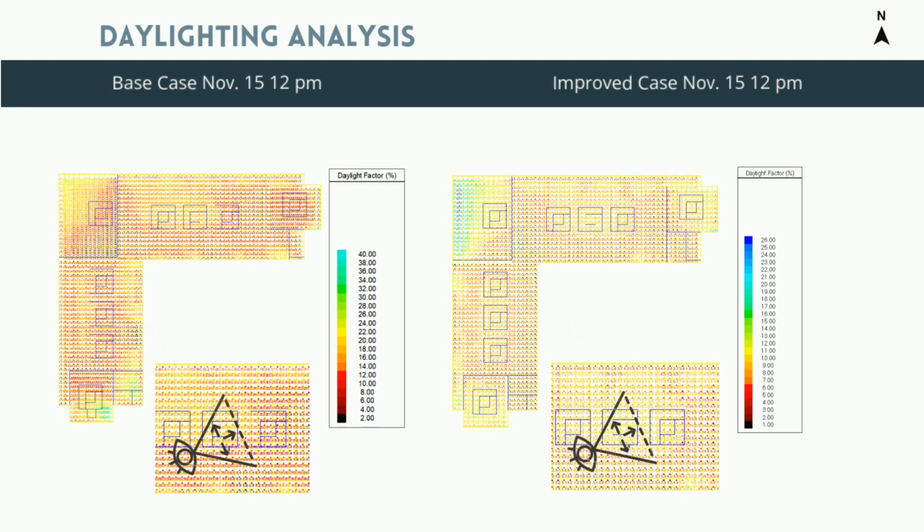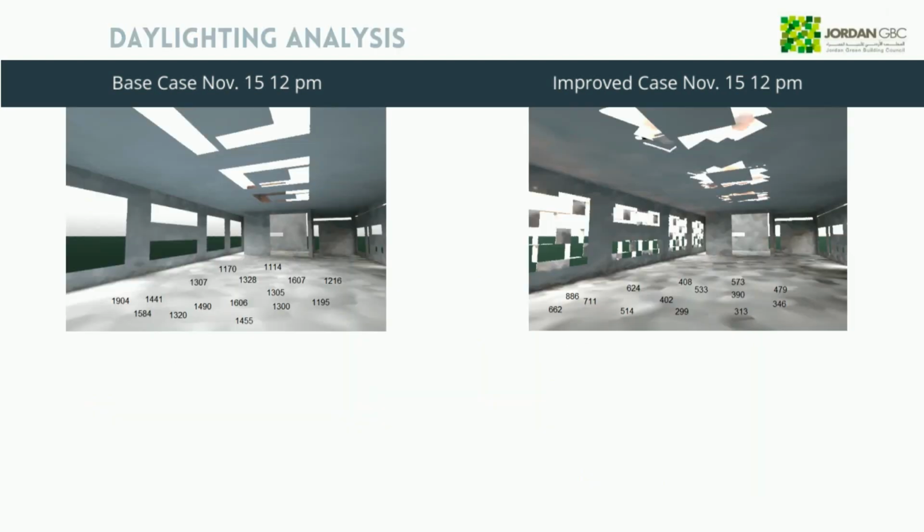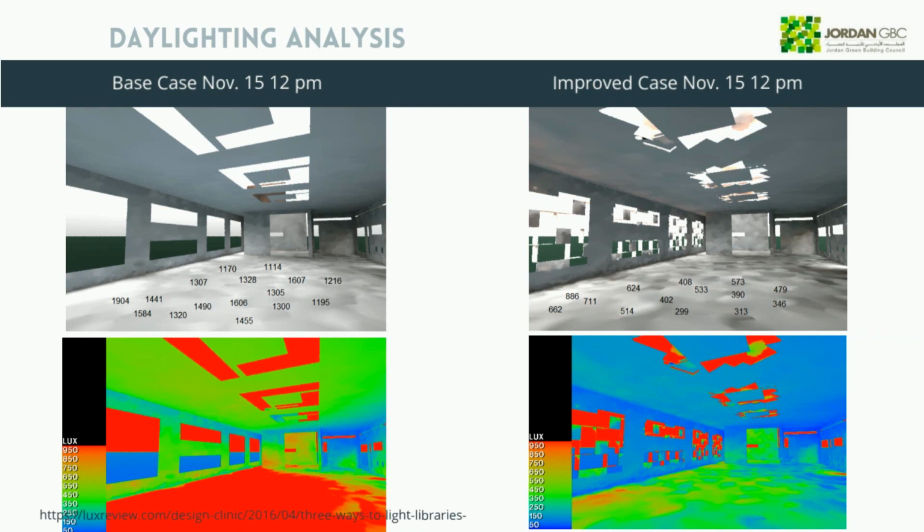Let's have an interior look. Base case has higher lux, beyond recommended of 300 to 500 for libraries. As noticed in the image on the bottom right, the glare is reduced and the area has lux mostly between 250 to 550.